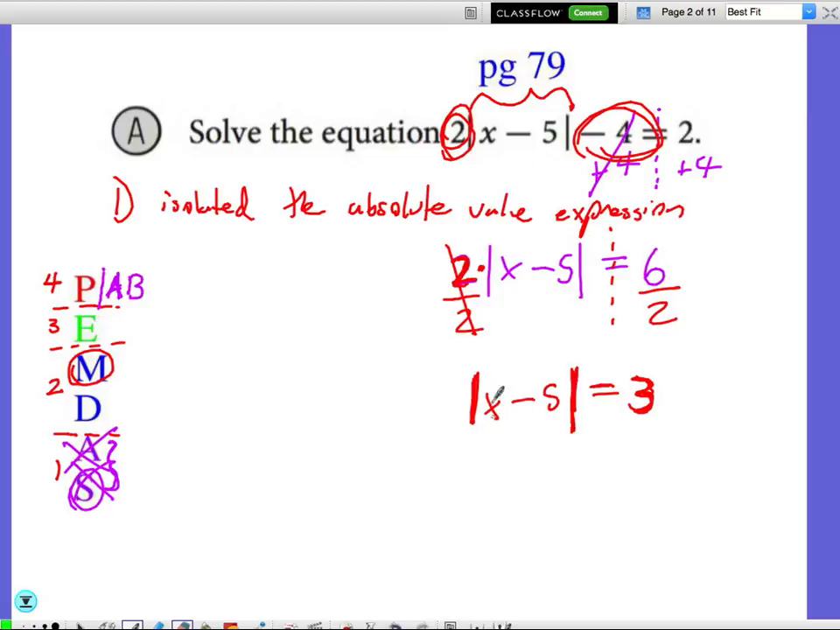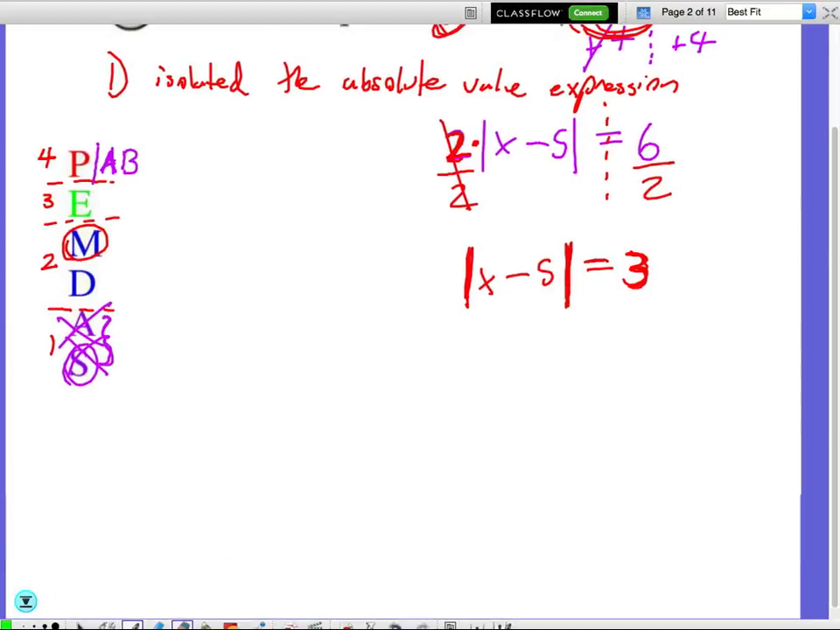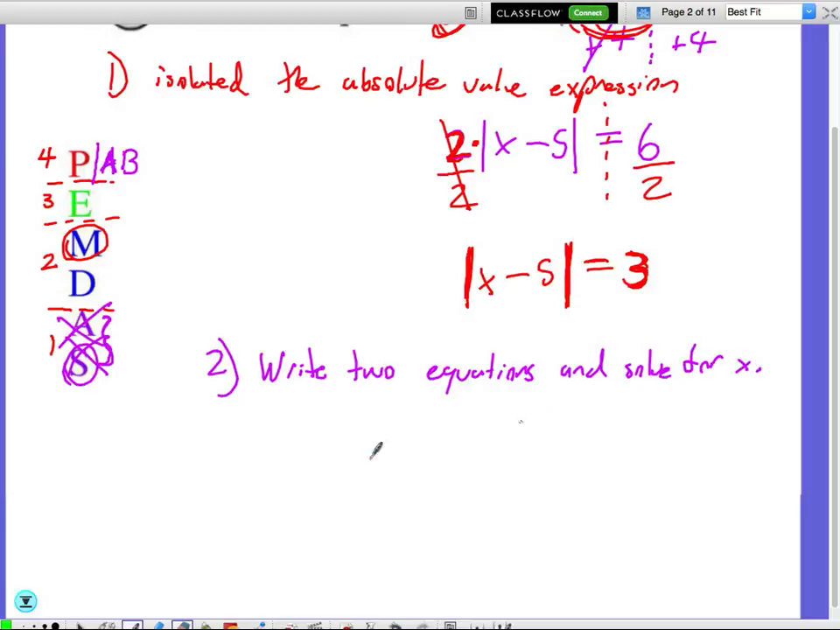So that's what I did. I isolated the absolute value expression. I got rid of that 2, that negative 4, now it's all by itself. It's isolated. That means what I can do now is go to step 2, and step 2 is basically to write 2 equations and solve for x.